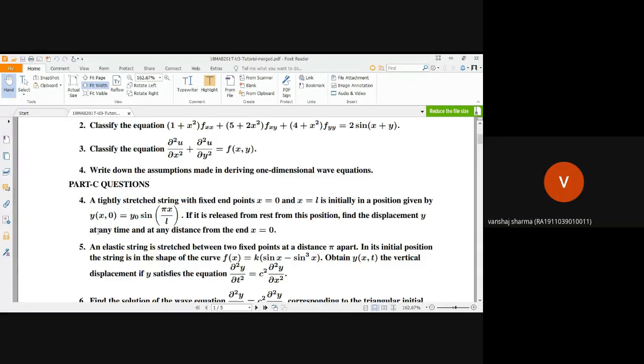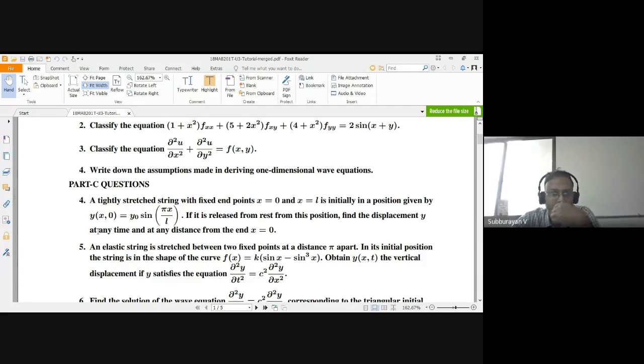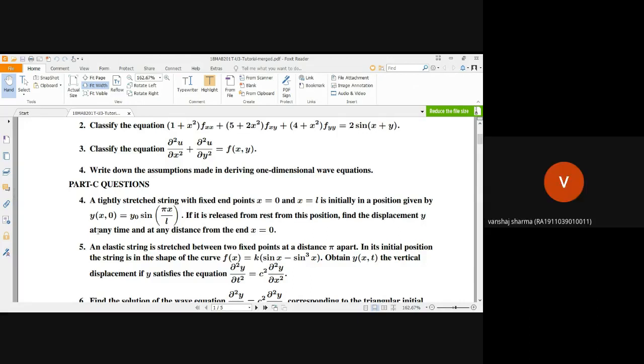Anyone? Question number 5. A tightly stretched string with fixed endpoints x equal to 0 and x equal to L is initially in a position given by y(x, 0) = y0 sin(πx/L). If it is released from rest from this position, find the displacement y at any point and at any distance from the end x equal to 0.